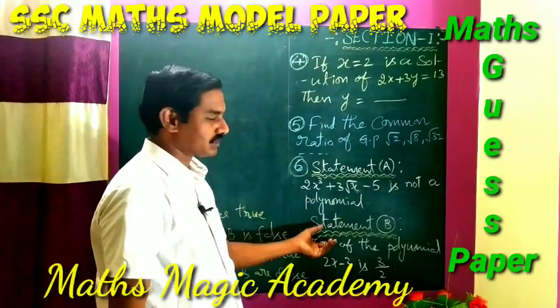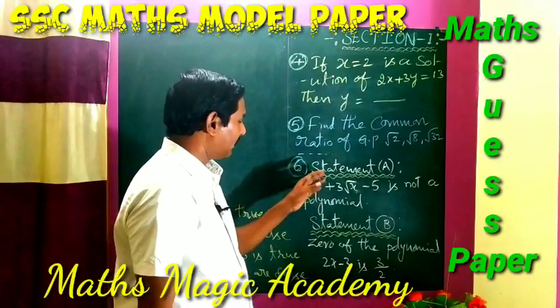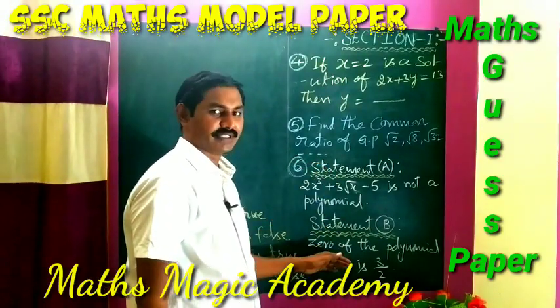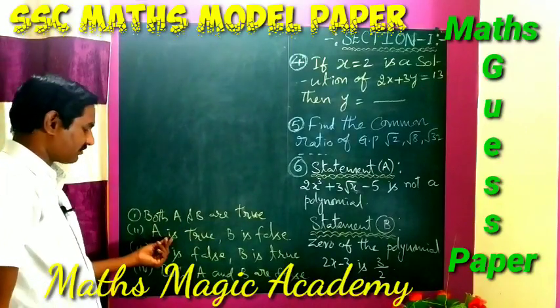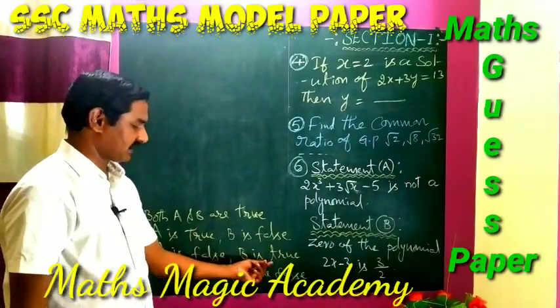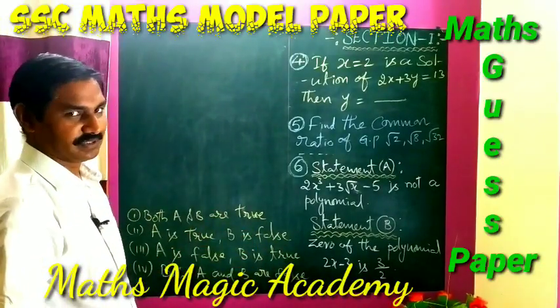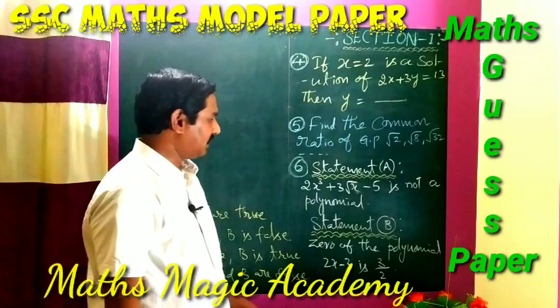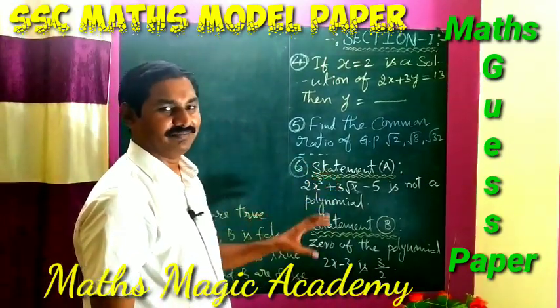Here they are giving two statements. In these two statements, maybe both statements are true or both are false, or the first statement is true and the second statement is false, or the first statement is false and the second statement is true. Like that, they are producing various options. Actually, this type of question is killing the time.